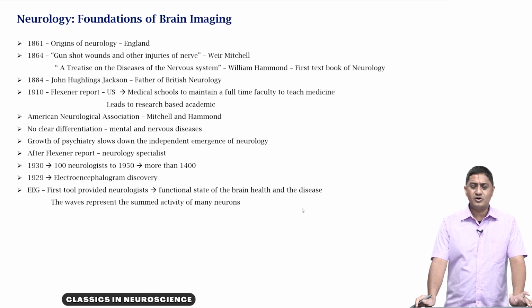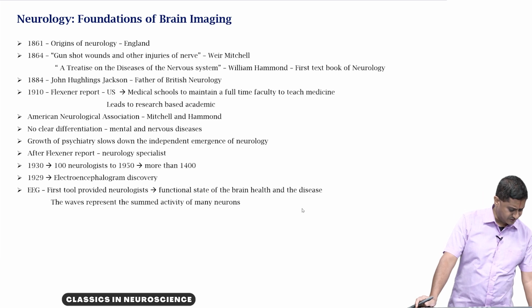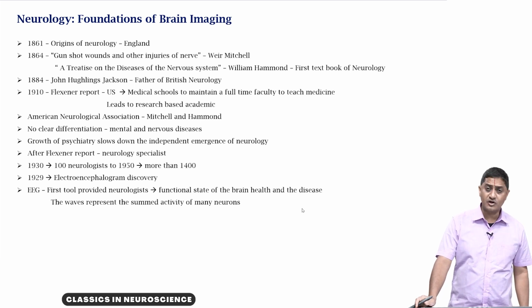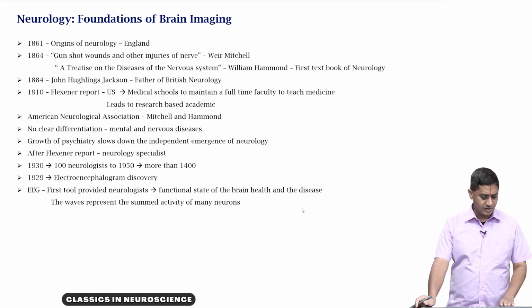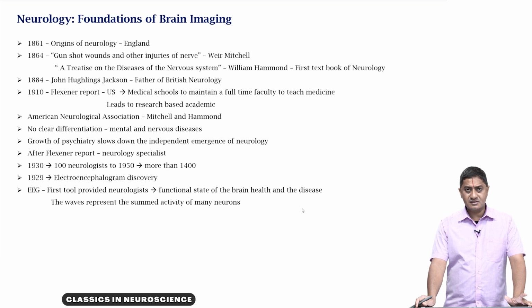Neurology probably originated in England in 1861, where there was this hospital for relief of epilepsy and paralysis. The hospital was called the National Hospital for Relief and Cure of the Paralyzed and the Epileptic at Queen Square in London.